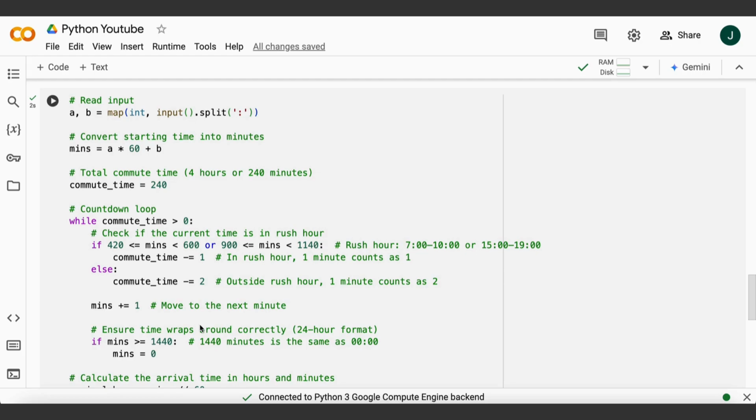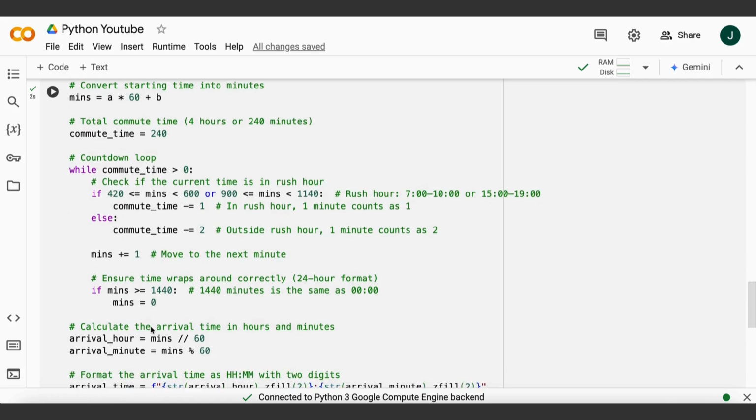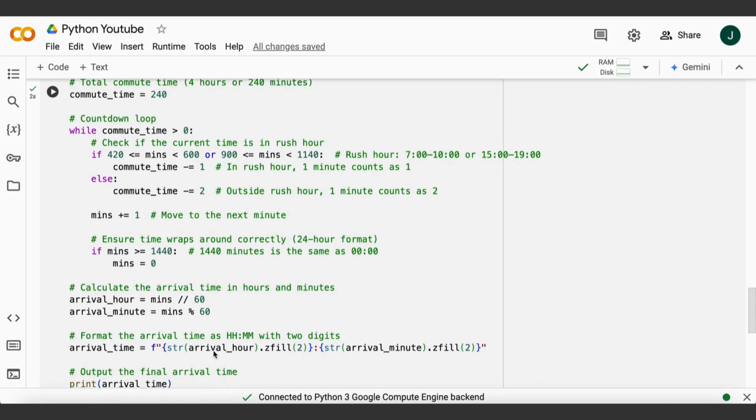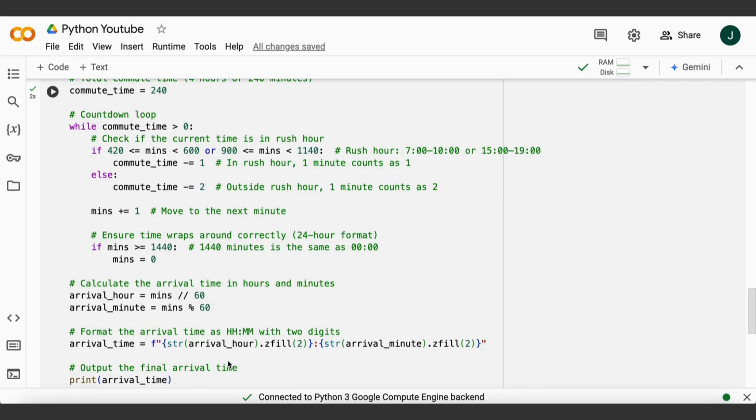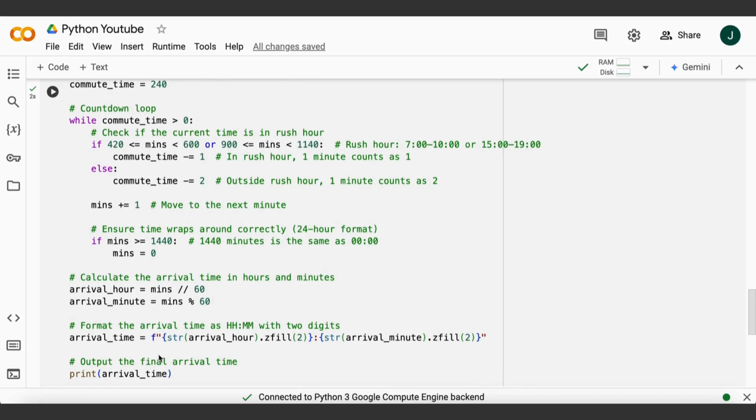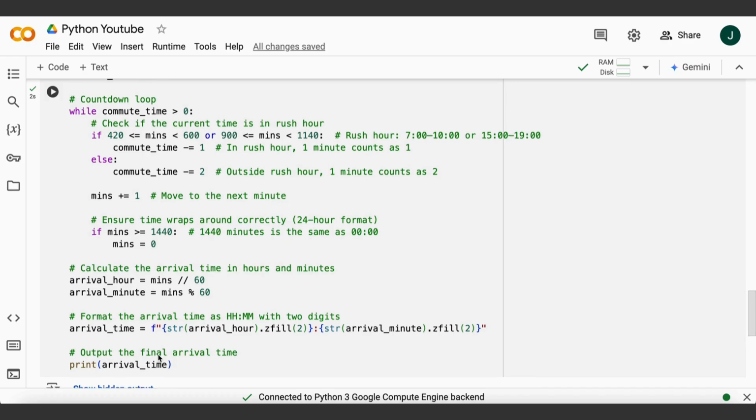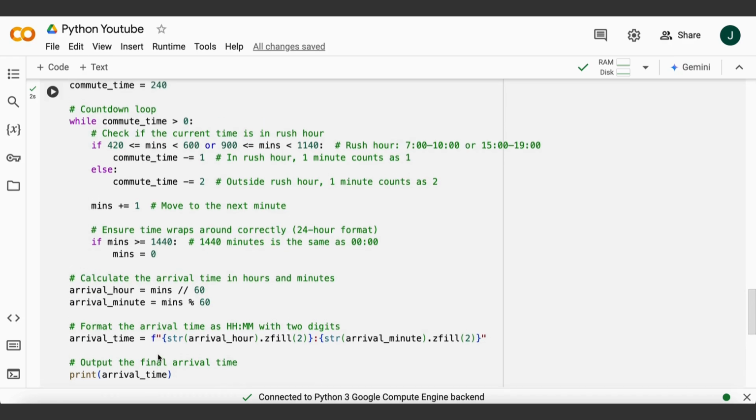And the knowledge points we need to learn here are the map, the input, the split function, the while loop, and the if else statement. I don't think there's something special we need to know here. All of them are pretty basic Python knowledge.